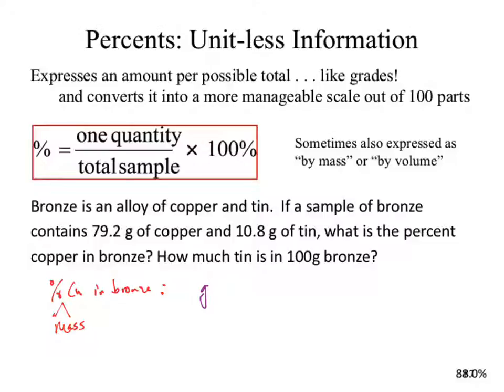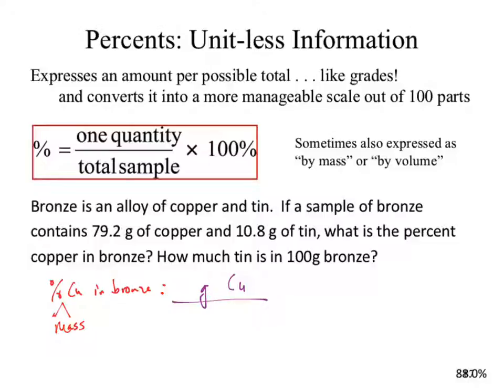We want the grams of what? Copper. Why do we want the copper? Because we have the bronze. Well, we have the copper. Because that's what you're asking. Percent copper. Percent copper is the thing on top, which means what should I put as my unit on top? Copper. The mass of our copper. What do I need to put on the bottom? The total mass. Okay, the mass of the bronze sample. Well, what is my total mass?